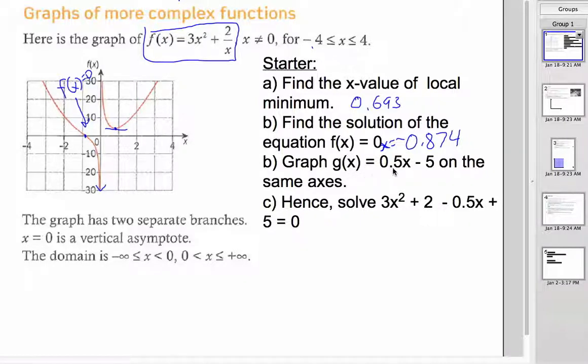Graph g of x equals 0.5x minus 5 on the same axes. So that's going to be a y-intercept of -5, and the slope is half. So we could go up 5 and right 10. That's going to be a pretty big slope, or pretty far out there on the graph.